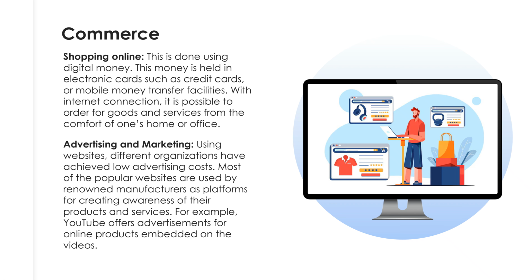Commerce, which shows up in 2 ways. One, we have online shopping. So using digital money, we have credit cards or mobile money to order goods and services without leaving home. Thinking of ordering on Jumia and paying with M-Pesa. Two, we have advertising and marketing. So websites now let companies reach customers at a fraction of traditional advertising costs. We have YouTube running advertisements inside videos is a textbook example.